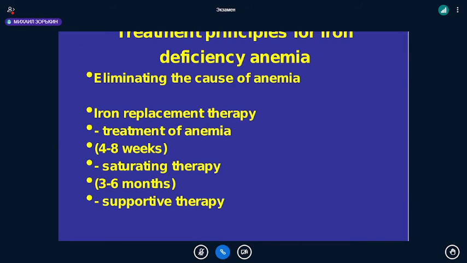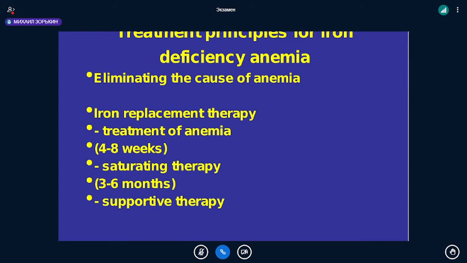So the treatment principles for the iron deficiency, please take your attention. First of all, we must eliminate the cause of the anemia. For example, the bleeding ulcer, the chronic inflammation, well, any other condition that can be associated with the blood loss of a certain type. After that, we must give iron replacement therapy.